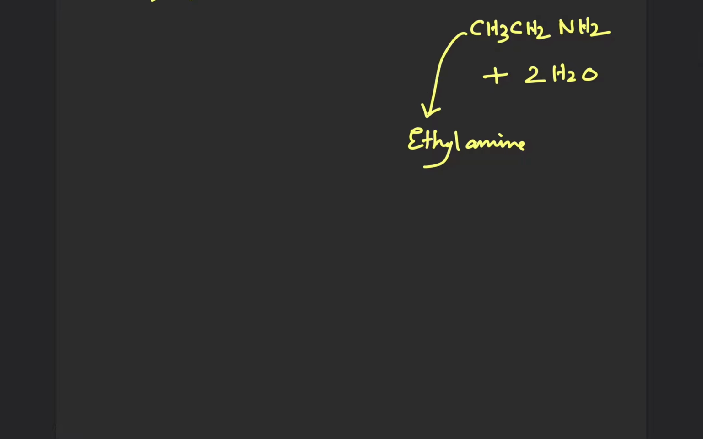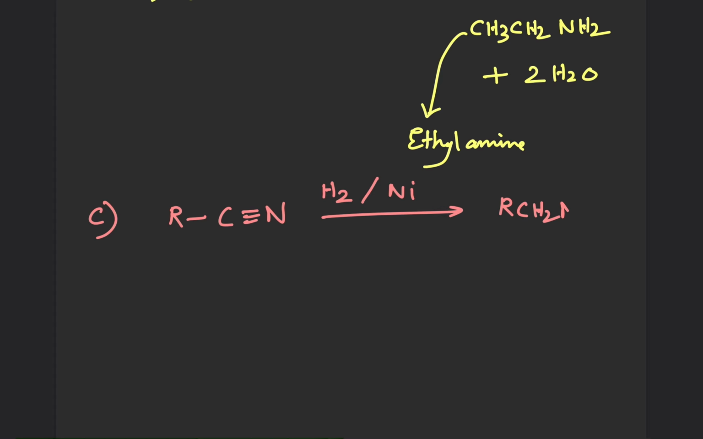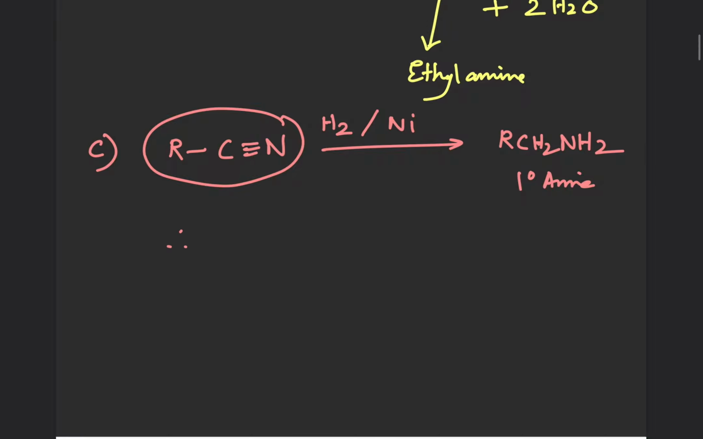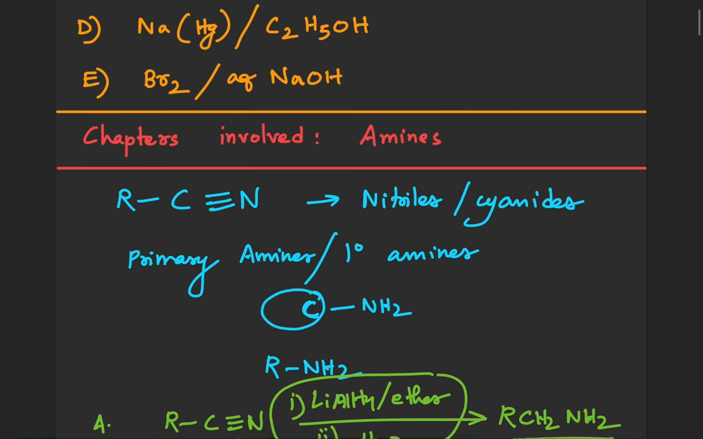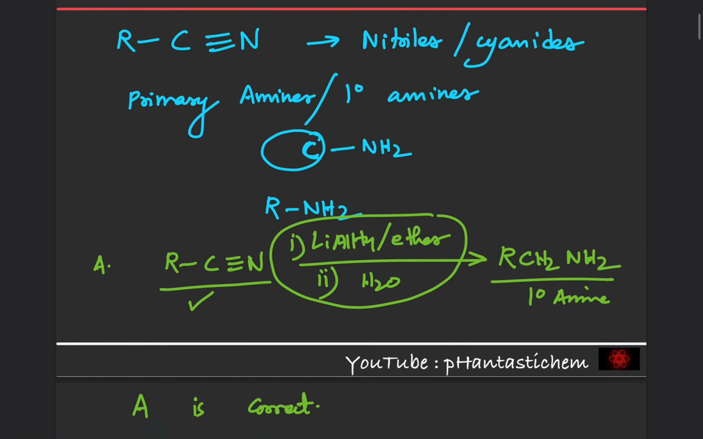Then we have C. In C, we are using hydrogen in the presence of nickel. So when we have RC triple bond N, that is nitrile or cyanide, and it is reacted with hydrogen in the presence of nickel, which is acting as a catalyst, obviously reduction is going to happen and we get RCH2NH2. So we have a nitrile or a cyanide and we are getting 1 degree amine. So therefore C is also correct. So we can use C also.